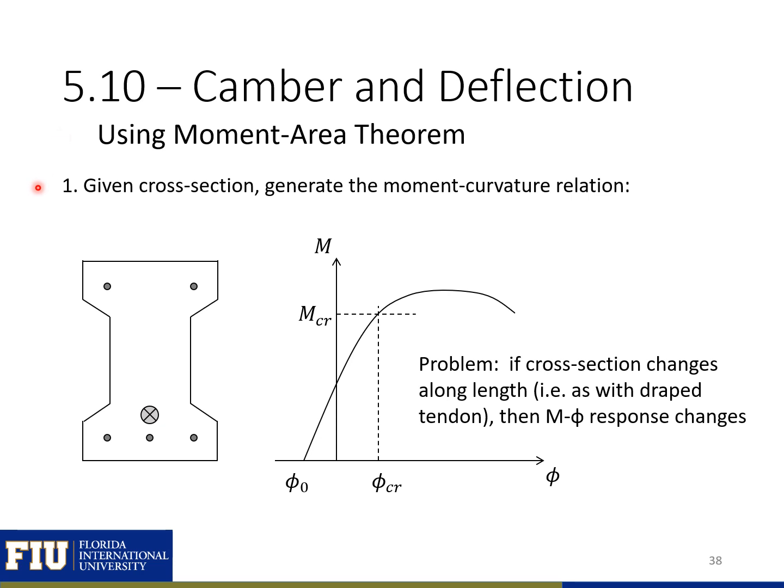The first step in this procedure is to generate a moment curvature relationship for our given cross-section. If you have the same cross-section along the entire length, then you only need to find one moment curvature relationship. If you have a changing cross-section, so say you have a strand profile that changes along the length, you would need to discretize your beam and then find a moment curvature relationship for each one of your discretizations.